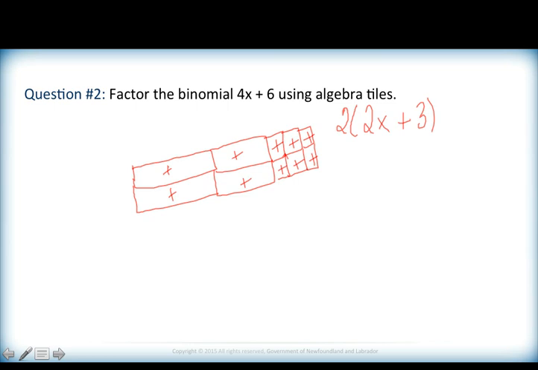So now here we are, we factor the binomial 4x plus 6. We have our 4x tiles and our 6 little ones for our 6.